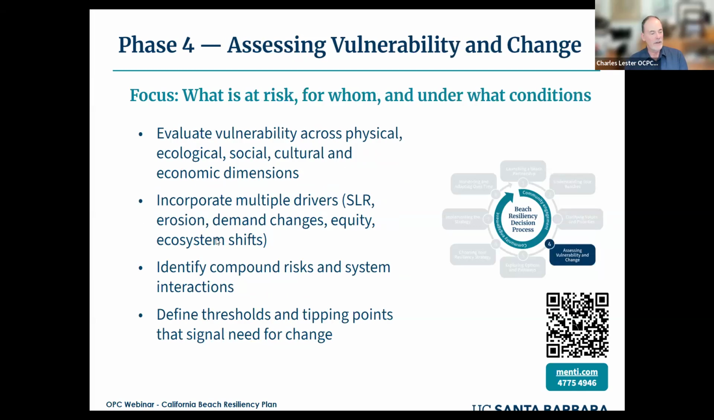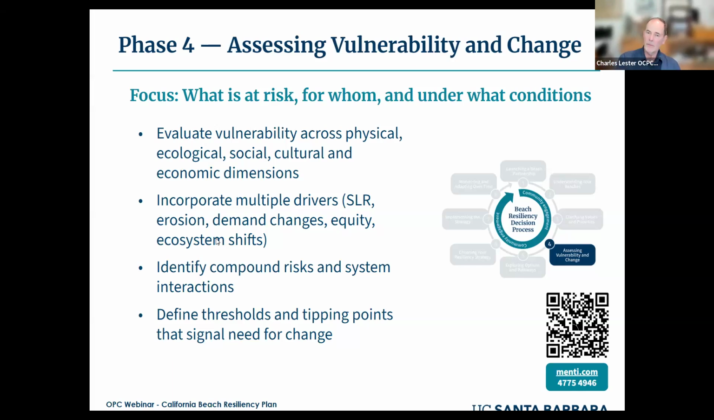So once you've identified how your system works and what you care about within that system, then you want to ask, okay, what is at risk for these things that we care about, and who is going to be impacted directly or more directly by these risks, and under what conditions? So how is change and different tipping points or thresholds going to affect these different things that you care about with respect to your beaches?